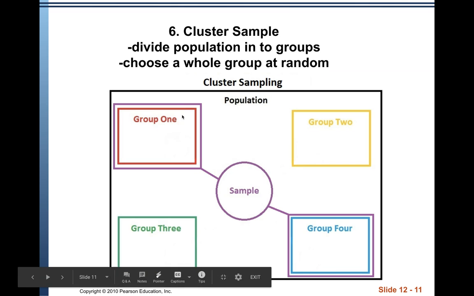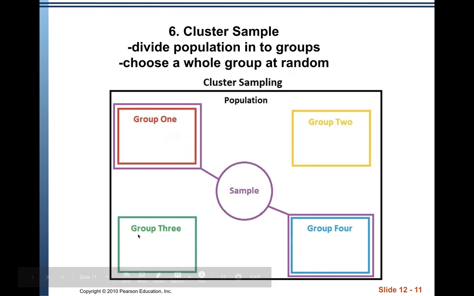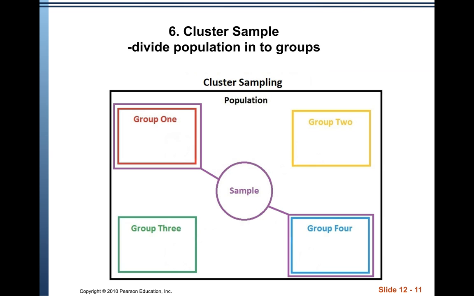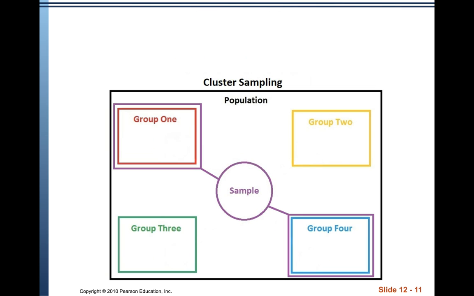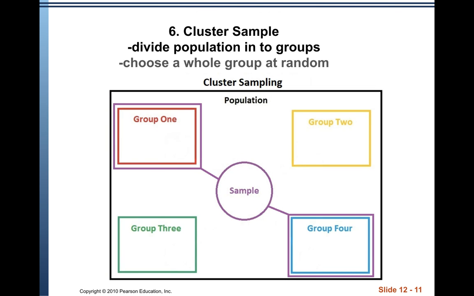To use the example I did a minute ago, if these groups were classrooms in a school, instead of picking one or two from each classroom, I might pick a whole classroom at random. So I'm choosing a whole group at random. In a stratified sample, you're choosing a few at random from each group, whereas in a cluster sample, you're choosing whole groups at random.